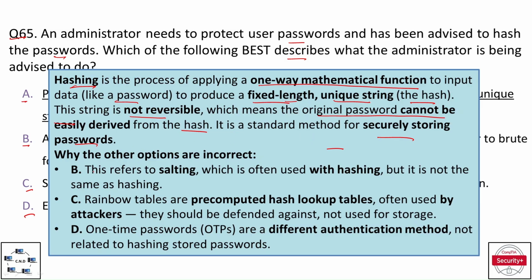Why the other options are incorrect? Option B, this refers to salting, which is often used with hashing, but it is not the same as hashing. Option C, rainbow tables are pre-computed hash lookup tables often used by attackers. They should be defended against, not used for storage. And option D, one-time passwords or OTPs are a different authentication method not relating to hashing stored passwords.